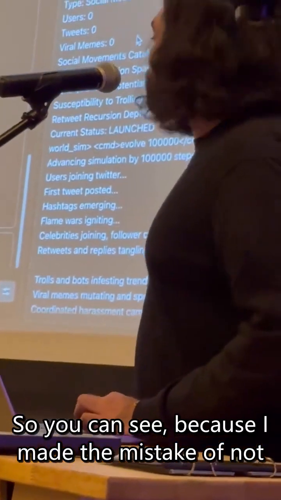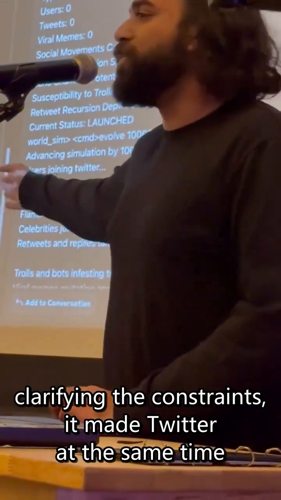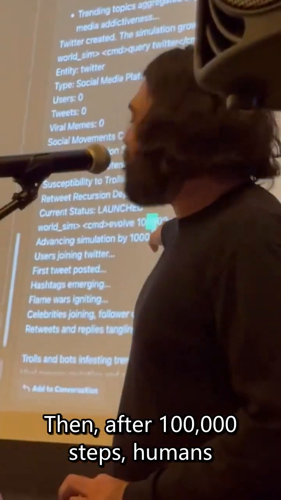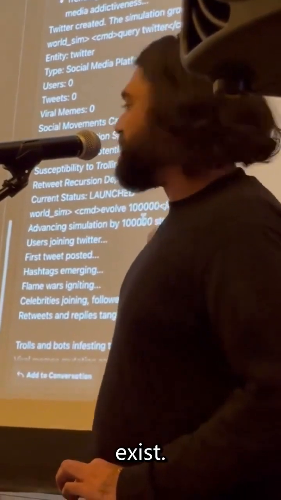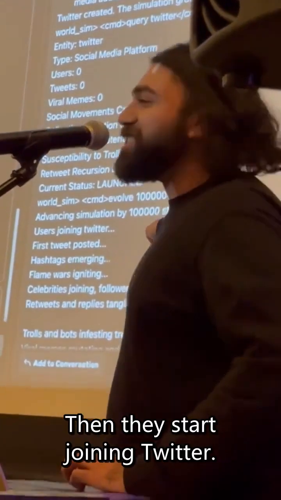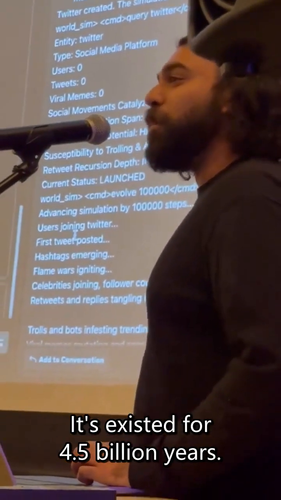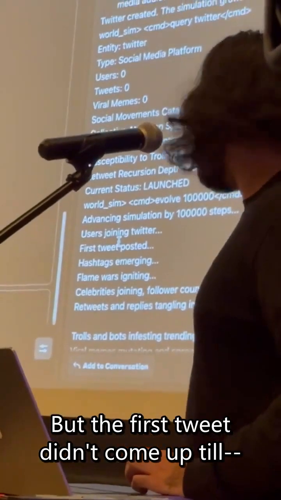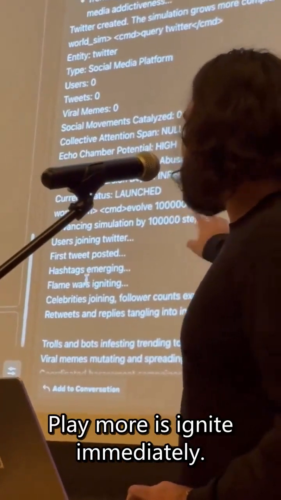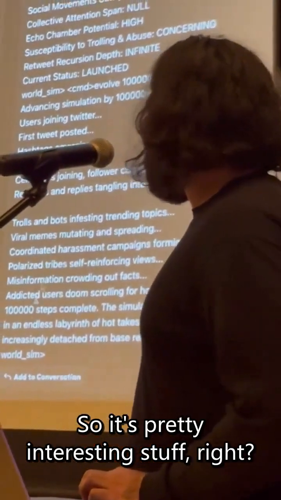So you can see, because I made the mistake of not clarifying the constraints, it made Twitter at the same time as the universe. Then, after 100,000 steps, humans exist. Okay. Then they start joining Twitter. The first tweet ever is posted. It's existed for 4.5 billion years, but the first tweet didn't come up till right now. Flame wars ignite immediately. Celebs are instantly in. So it's pretty interesting stuff, right?